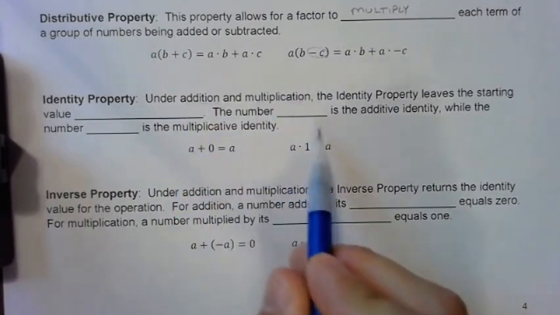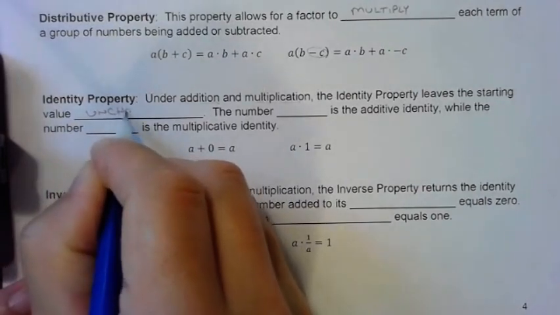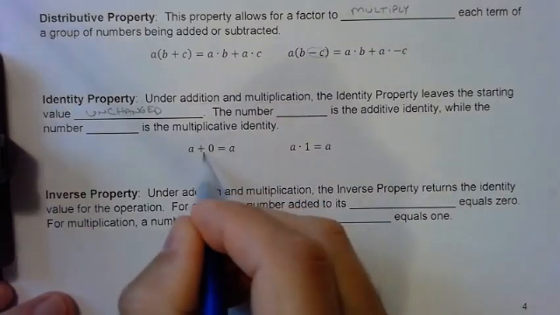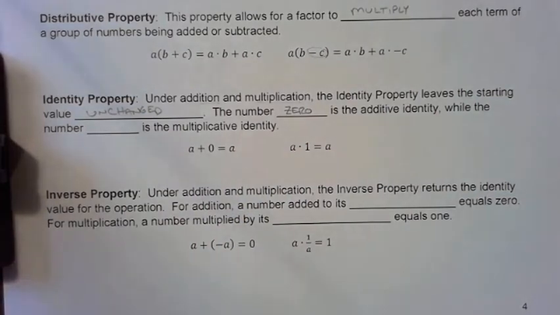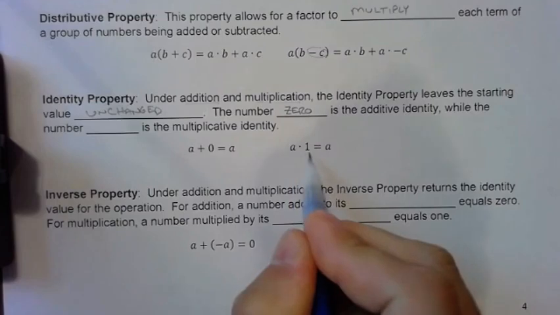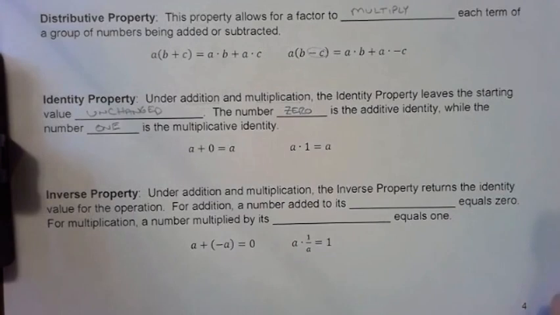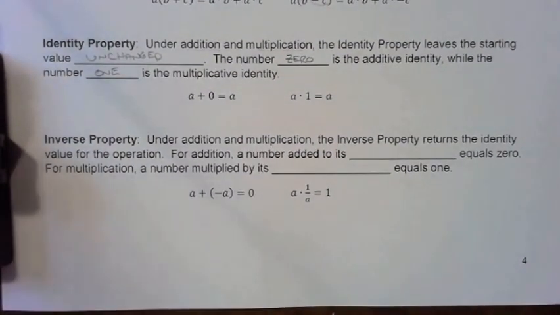Under addition and multiplication, the identity property leaves the starting value unchanged. We're going to keep the starting value the same. When you're adding, in order to keep the number the same, you would have to add the number 0. The number 0 is the additive identity. In multiplication, to keep a number the same, you would have to multiply by the number 1. The number 1 is the multiplicative identity. So with identity property, you're keeping the number the same.